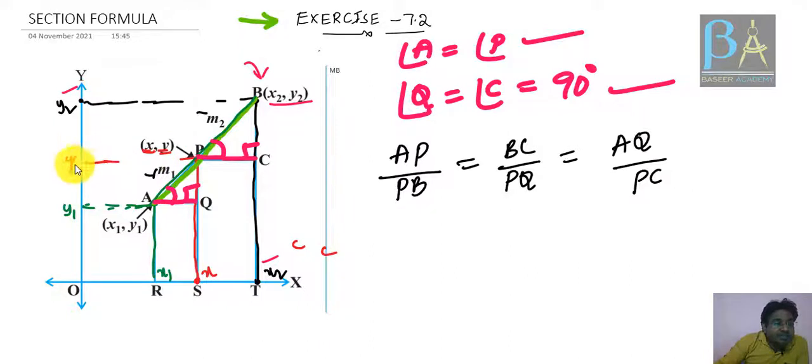If we move towards the y-axis, it should say y. The coordinates of point A are x1, y1. So if you move towards the x-axis, it should say x1. If you move towards the y-axis, it should say y2.